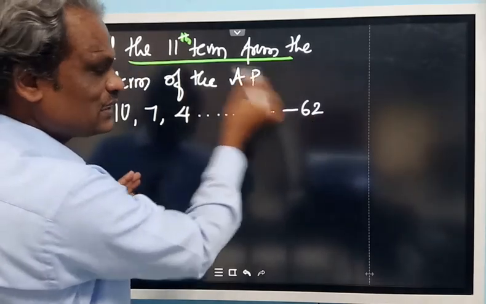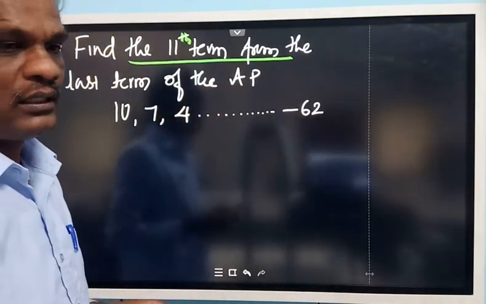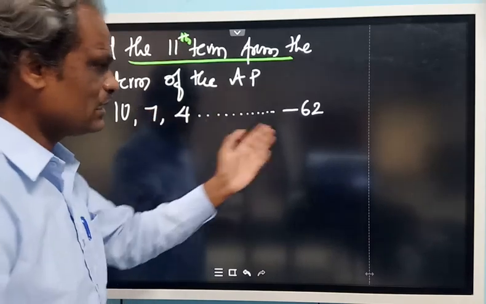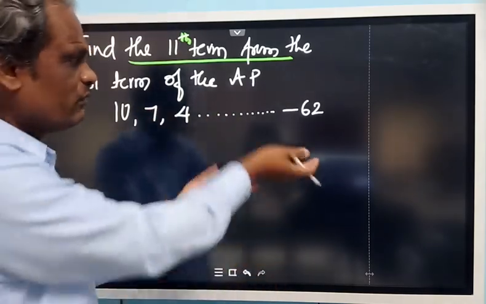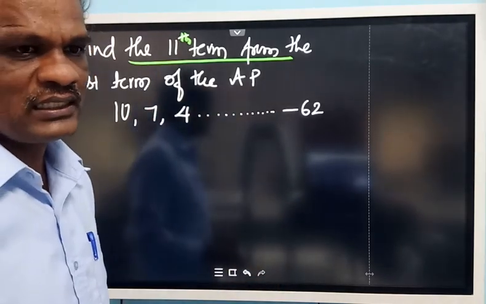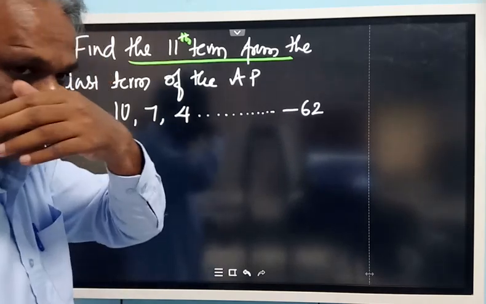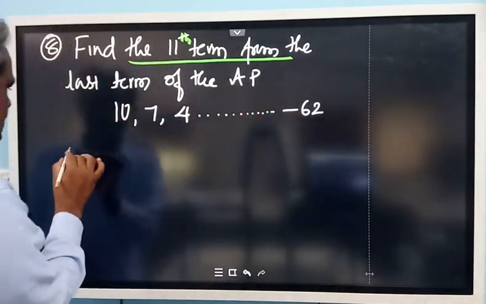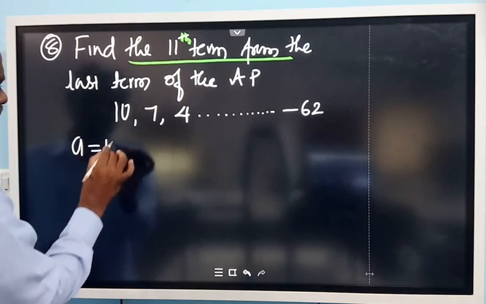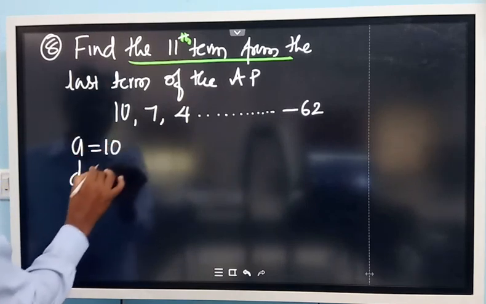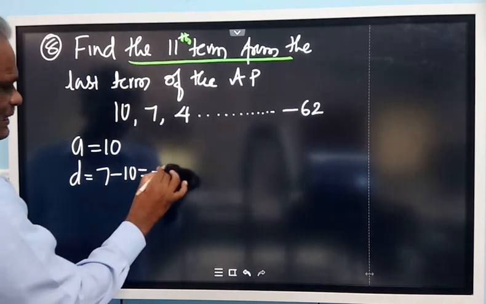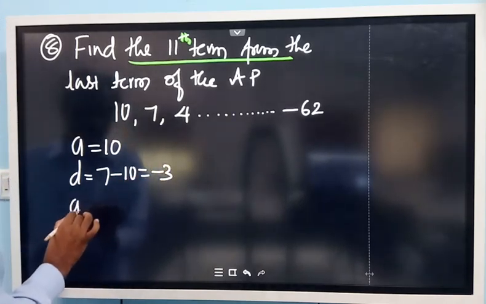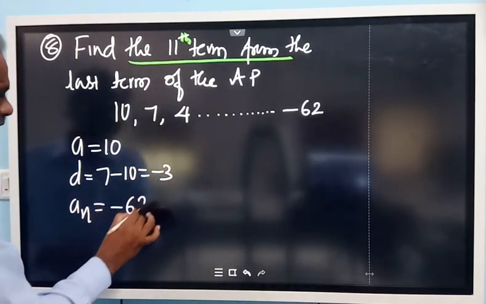You need to make this the first term. There are two methods. Directly you can find it, or you reverse the AP itself. That is another method. First let us do it directly. Here, how many terms are there? Let us see. The first term a is equal to 10 and d is equal to 7 minus 10, which is minus 3. The last term an is equal to minus 62.